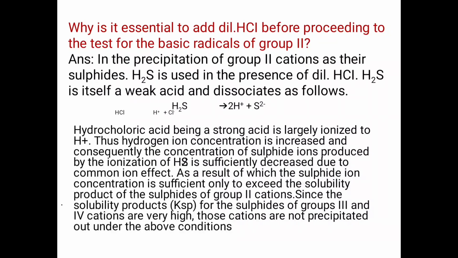So it suppresses the sulfide ion. Due to the more H+, according to Le Chatelier's principle, the backward reaction, that is H+ and S2- going backward, occurs. So only a little concentration of sulfide ion is present. That is enough to precipitate group 2 cations. That's why group 4 hindrance is prevented. So a low concentration of sulfide is required, and that's why HCl is added, in order to create the common ion effect.